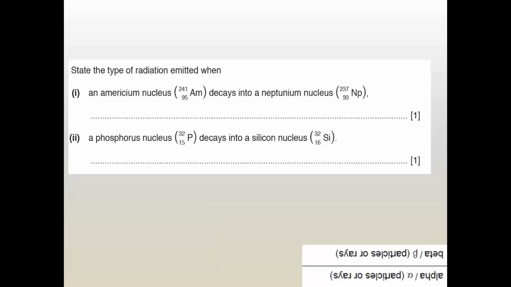So another example, the question is state the type of radiation emitted when americium decays into neptunium. So we have to check what is happening. First it is 241, and then it becomes 237. So the nucleon number changes by 4, and 95 becomes 93. So the proton number changes by 2. So if the nucleon number changes by 4 and a proton number changes by 2, which kind of radiation is emitted out? So it is emitting out alpha.